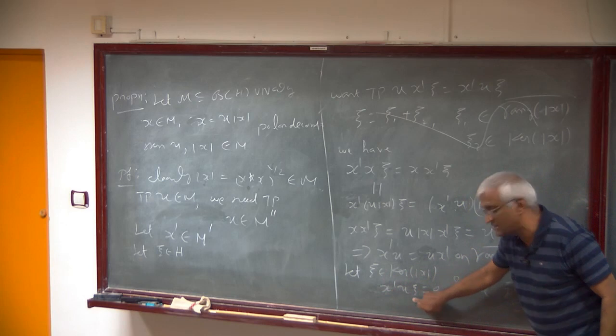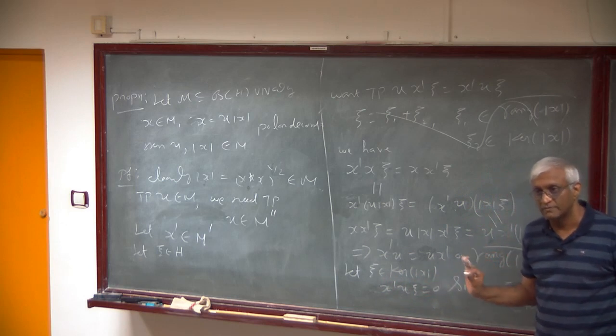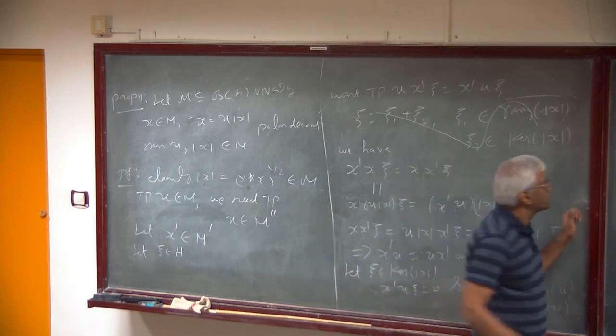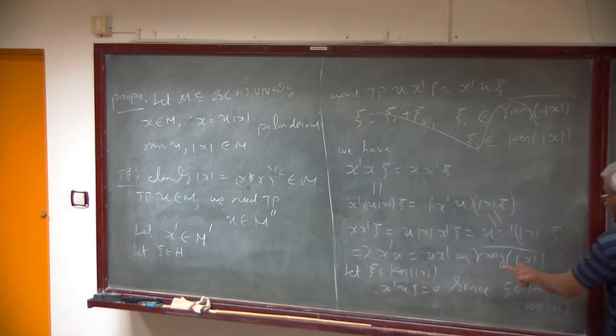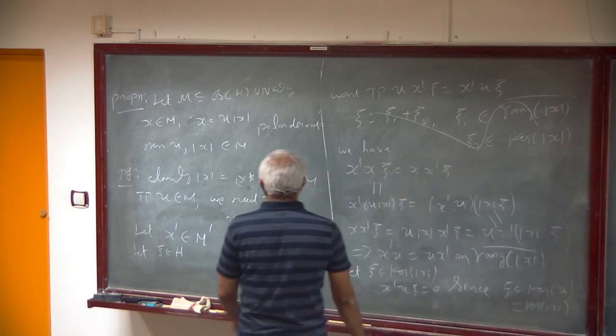So u xi is 0. So x prime u xi is 0. We only have to prove u x prime xi is 0. Right? So it remains to prove. Clear, no? I have proved that I want to prove this relation, right?